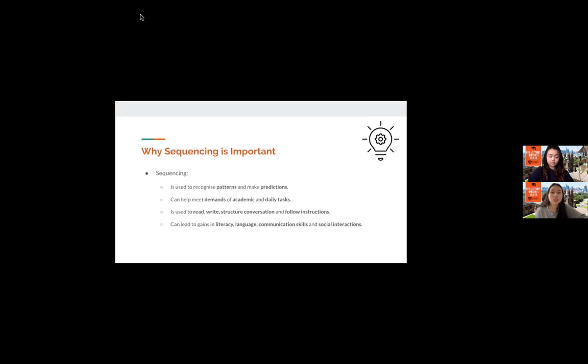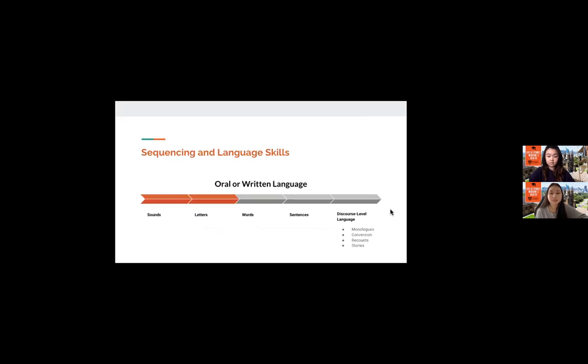Sequencing skills allow students to recognize patterns that make the world more understandable and predictable as well. Developing a strong foundation of sequencing skills ensures that children continually meet the demands of both academic and daily tasks. For school-aged children in particular, they would use sequencing to read, to write, structure conversation, and follow instructions as well. Supporting sequencing skills can therefore lead to positive gains across literacy, language, communication skills, and social interactions.